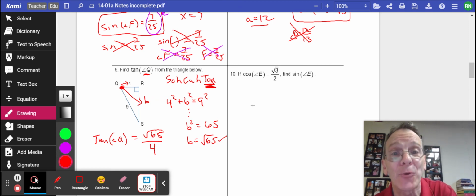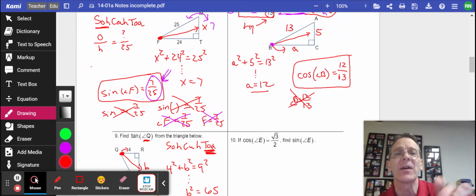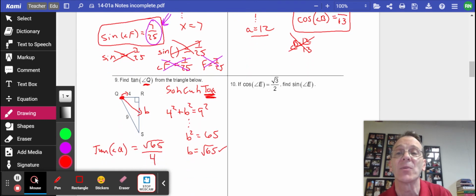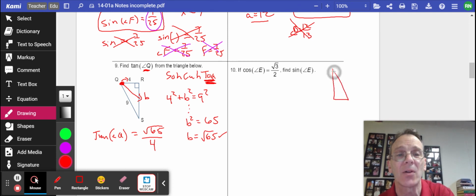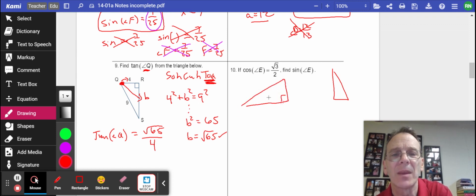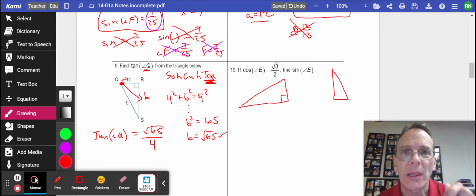You need to draw a right triangle. And it doesn't matter which way the right triangle is facing, right? It could be laying down like the one in numbers 7 and 8. It could be pointing down like the one in number 9. It could be standing up tall like that. It doesn't matter. I tend to draw all my triangles for problems like these the same way, but draw a right triangle and make it look like a right triangle.